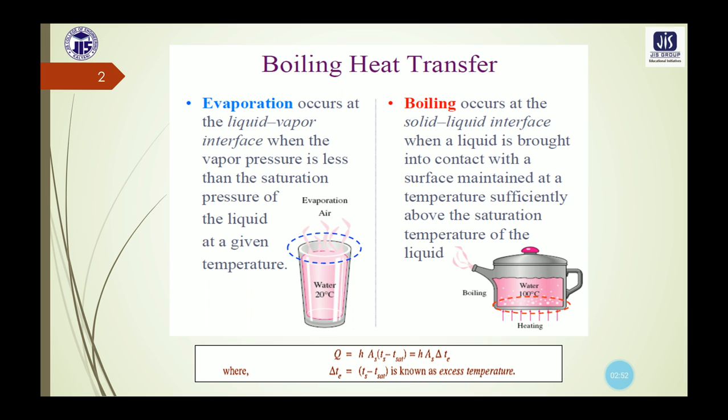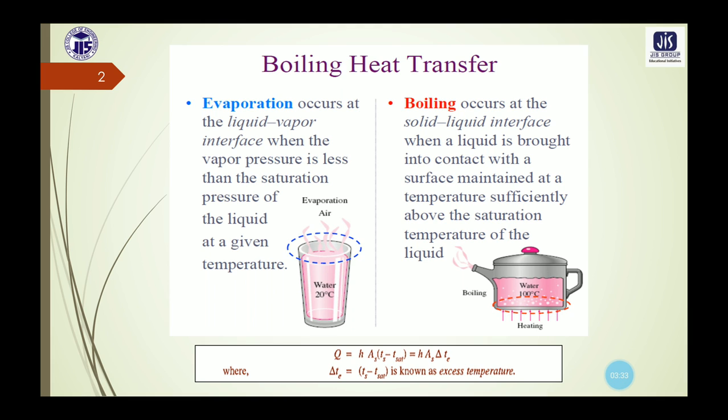So boiling is actually a convective heat transfer process which involves a phase change from the liquid to the vapor state. It is also defined as evaporation at the solid liquid surface. Here we have seen that evaporation occurs at the liquid vapor interface, but boiling can also be defined as evaporation which occurs at the solid liquid interface. This is possible when the temperature of the surface exceeds the saturation temperature corresponding to the liquid pressure.